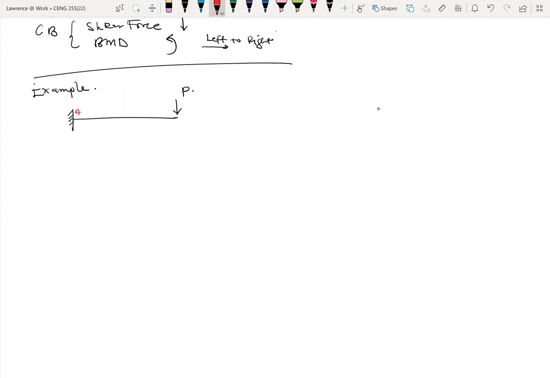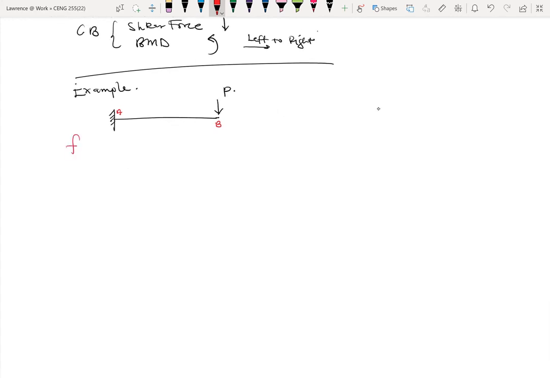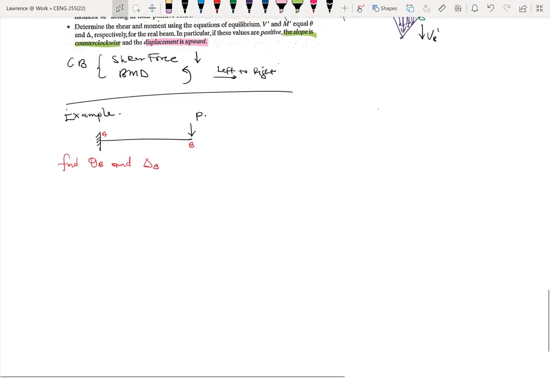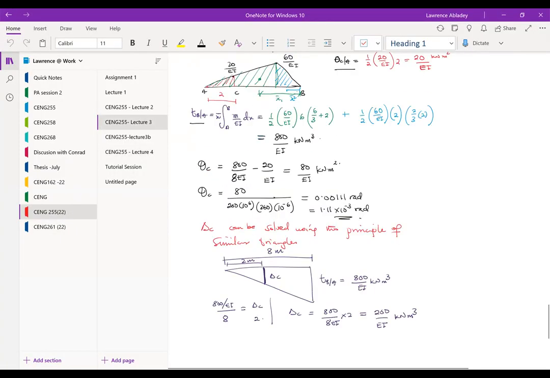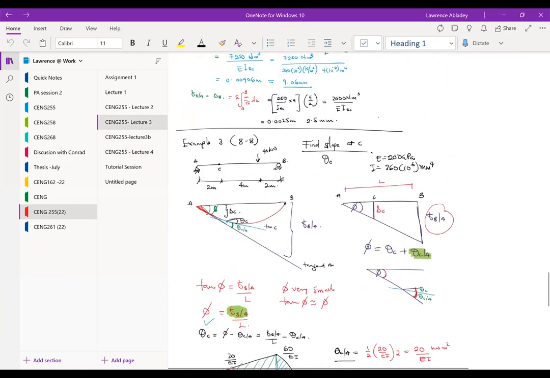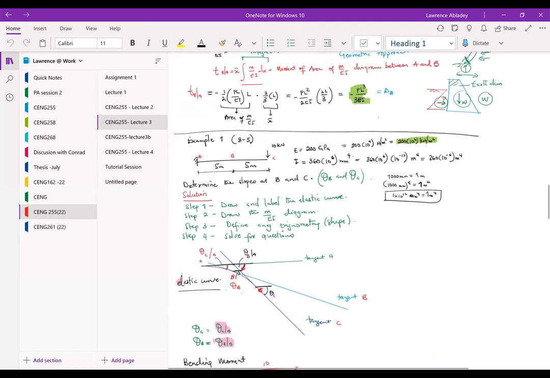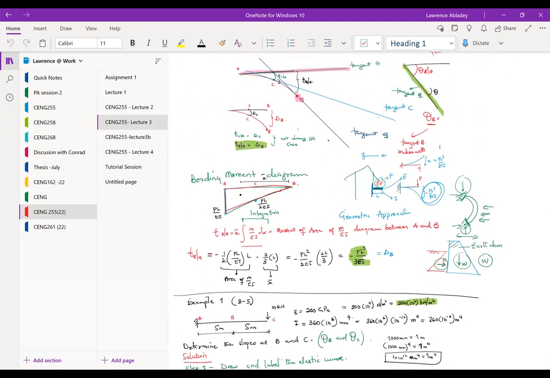This is A and this is B. Okay. And then it says we should find theta B and delta B. We have already established these already, I think. Let me just see if we have that information from previous calculations. We should. Okay, so we have it.